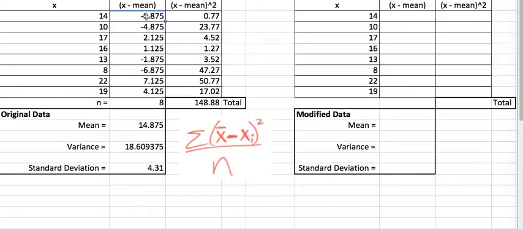Now, one thing that I'm going to do here is I'm going to copy this over.